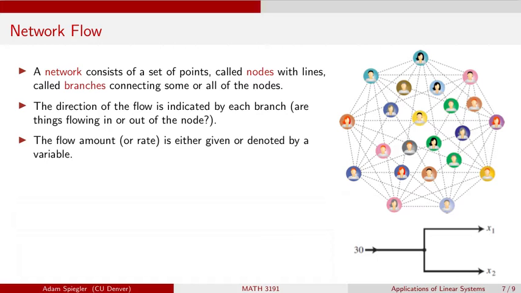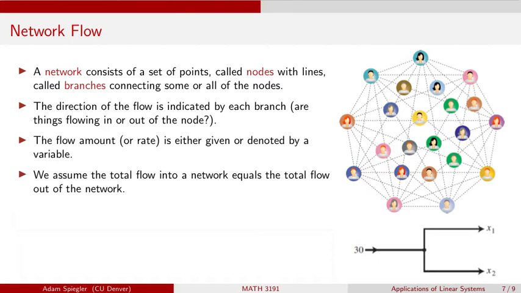So for example, if we're studying traffic patterns in a city, then each node might be an intersection, and this might tell us, okay, we have 30 cars that enter this intersection each hour, and then we might indicate how many cars leave this intersection as well. So these flow rates might be given by a number, or if we don't know what that value is, then we might use variables as placeholders for those amounts. And the assumption here is going to be that the total flow into a network is going to equal the total flow out of the network.